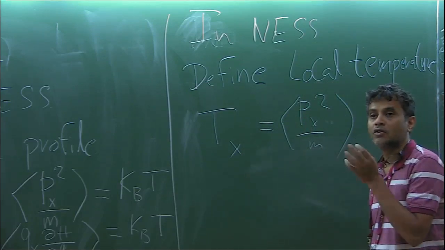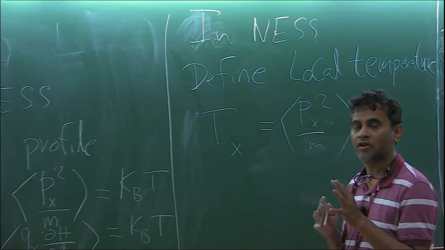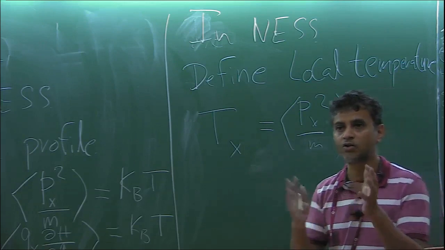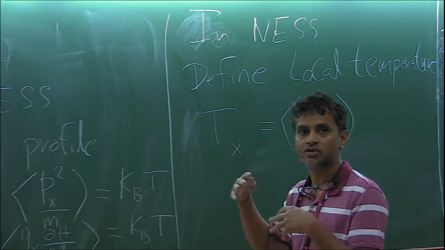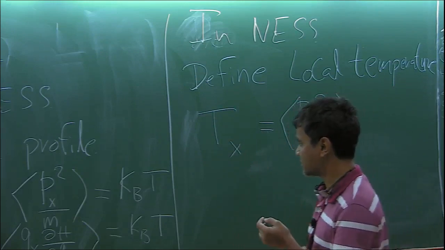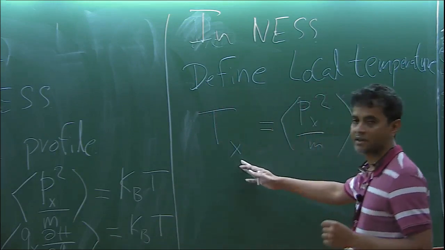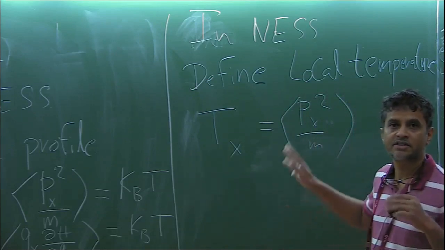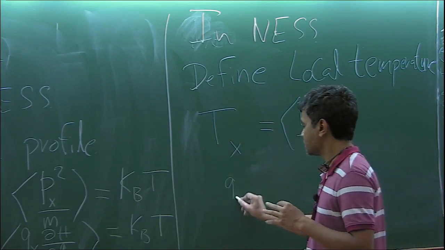Now, what you expect is that it's a good temperature only if, once you define it this way, it should also reproduce other local properties. So this temperature should also work when you compute other local properties. For example, if you now compute this object, it should match with this. In equilibrium, it has to be true. In a non-equilibrium case, this is not always true.